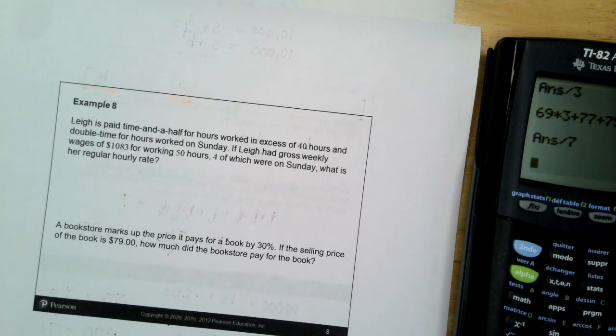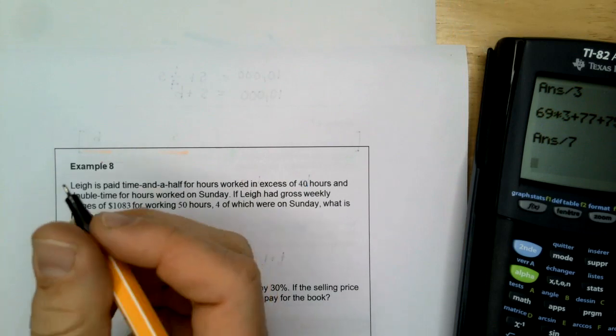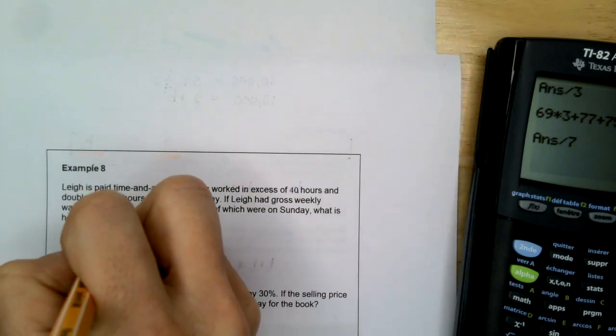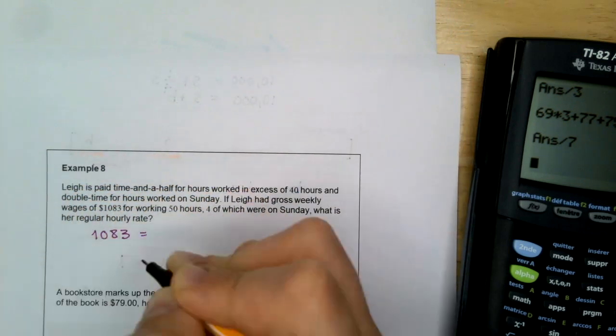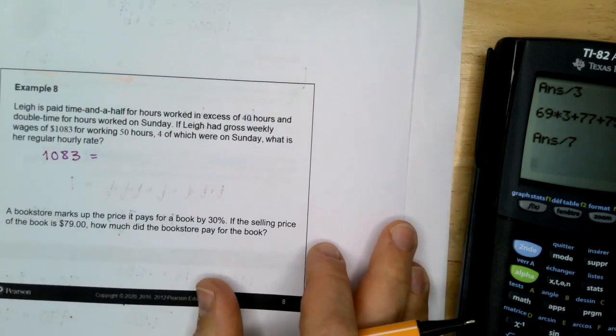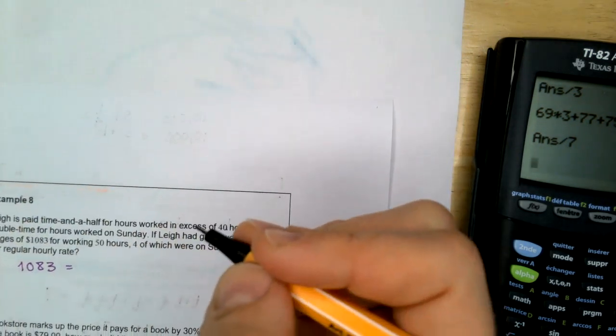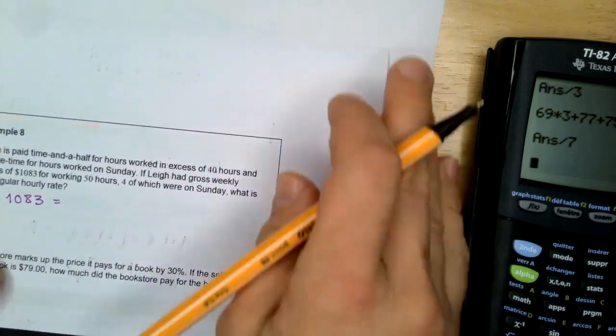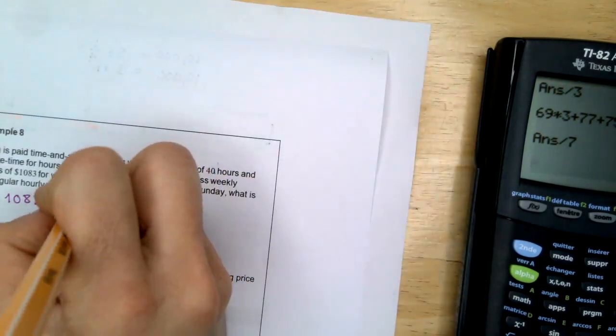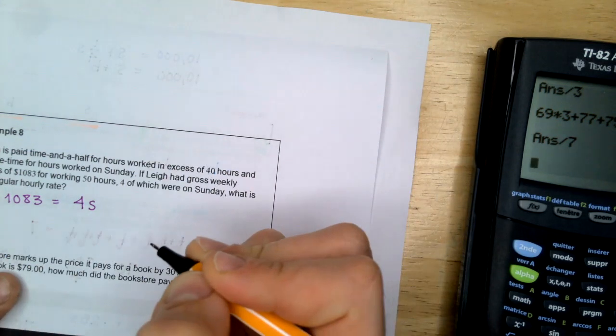This woman is paid time and a half for hours worked in excess of 40 hours and double time for hours worked on Sunday. If she has weekly wages of $1,083 for working 50 hours, 4 of which were on Sunday, what is her regular hourly rate? Okay? So she gets $1,083, right? What did she do? She got a total of 50 hours, right? She did 4 Sunday hours.